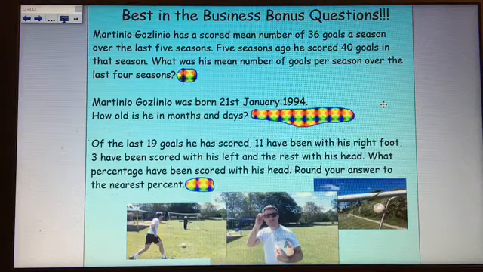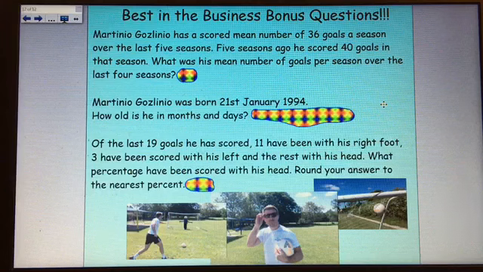Okay, so press pause to crack it on your own, but before you do, question number 2, which is how old is he in months and days, can you work that out up to the 8th of May, which is hopefully when you're opening this video. So let's have a look at question number 1. Mr. Gosling has scored a mean number of 36 goals a season over the last 5 seasons. 5 seasons ago, he scored 40 goals in that season. What was his mean number of goals per season over the last 4 seasons?